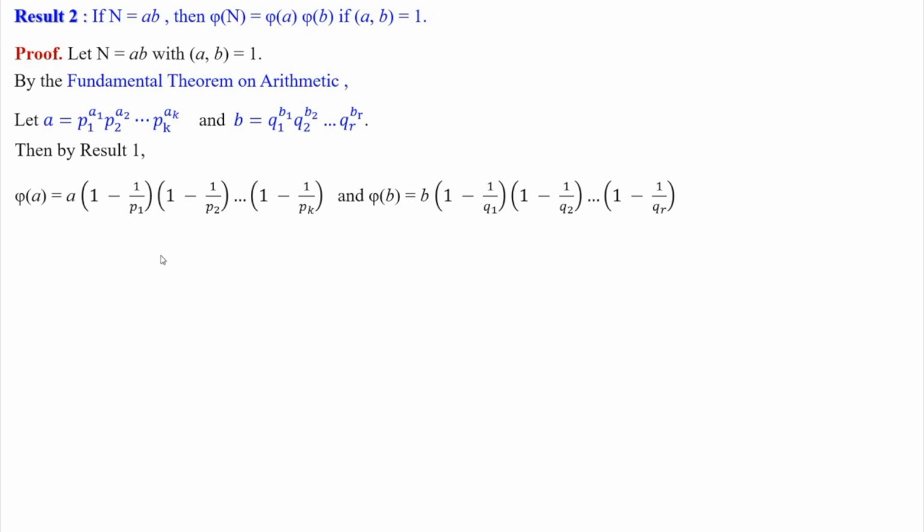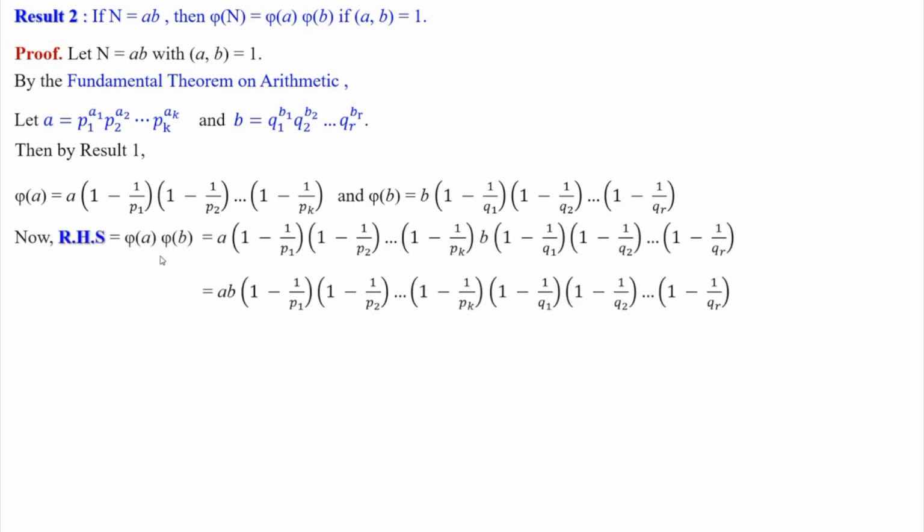Now we consider first the RHS. So we have phi of a into phi of b to be this into this. This is what we have. So we have ab into all these terms. Now we'll go to the LHS.